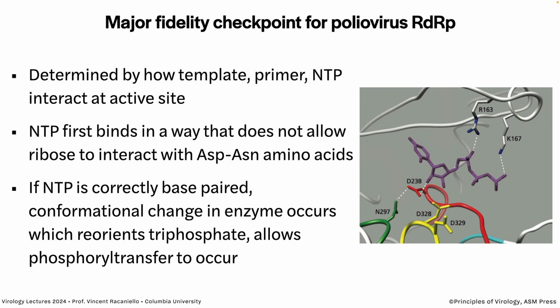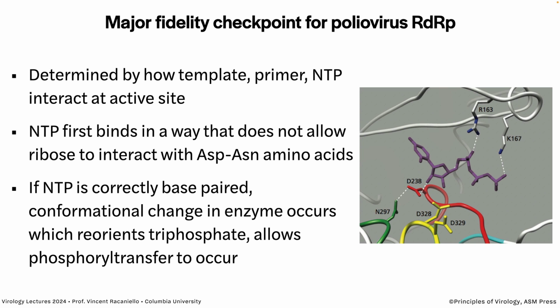And remember, I said that all 4 NTPs come in and out of the active site very quickly. So what makes the one win? Well, only if it's correctly base paired does it transmit a conformational change to the rest of the protein. It reorients the triphosphate and allows phosphoryl transfer to occur. Here's the triphosphate here. So there's the ribose ring, and the rest coming off is the triphosphate.